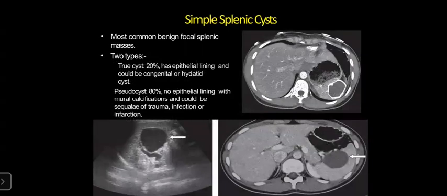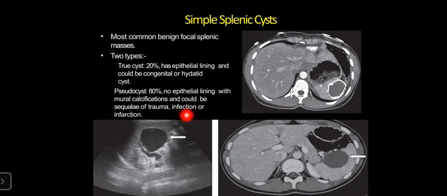The simple splenic cyst is the most common benign focal splenic mass. We have two types: true cyst, about 20%, which has an epithelial lining and could be congenital or hybrid; while the pseudocyst, 80%, has no epithelial lining, with neural calcification, and could be a sequel of trauma, infection or infarction.